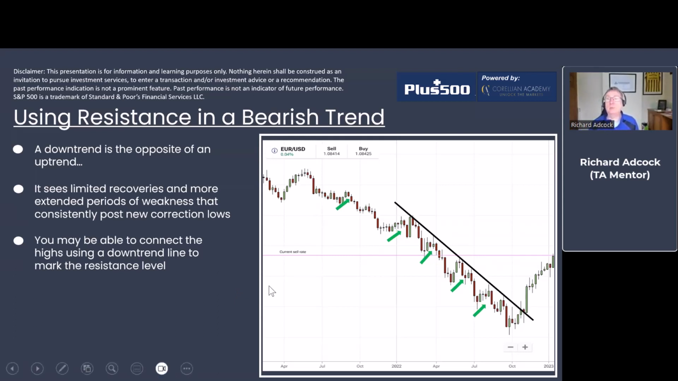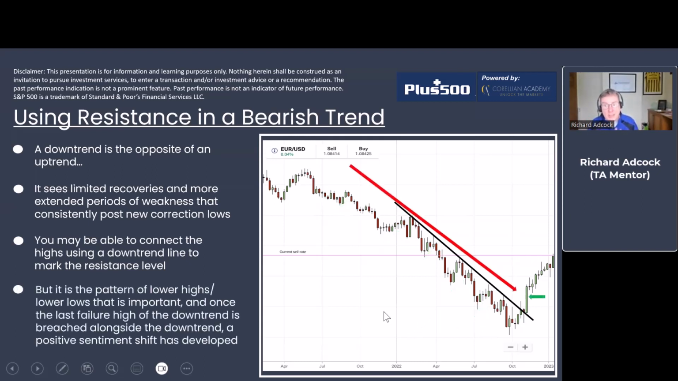Again, you may be able to connect the highs of the downtrend with a straight line called a downtrend, and this marks the resistance point. But it's also the fact that we're still seeing lower highs and lower lows that dominates that pattern and the negative risk. And that, for me, is the critical point. The lower highs and lower lows is still the evidence of negative sentiment and the bearish trend continuing to build.